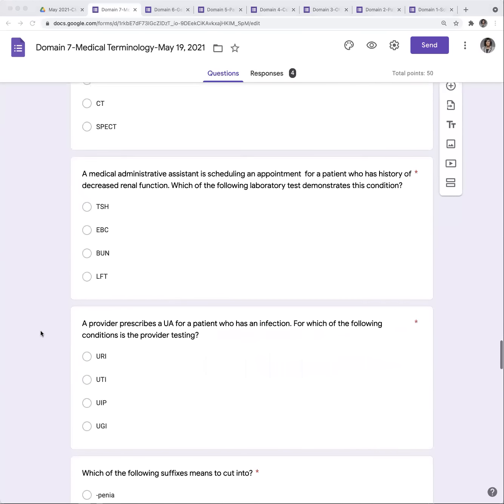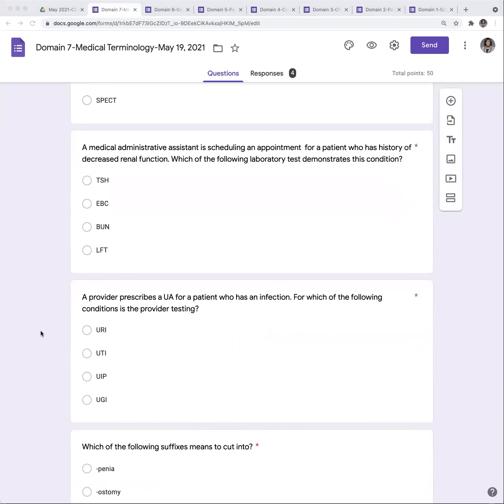MAA is scheduling an appointment for a patient who has a history of decreased renal function. What test would that be? TSH. TSH is thyroid stimulating hormone. So would it be the BUN? Yes, blood, urea, and nitrogen. And LFT is a liver function test.